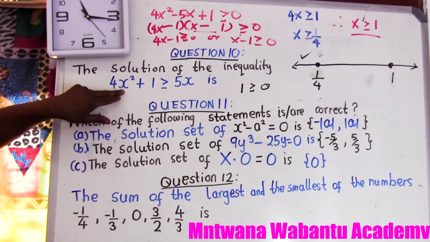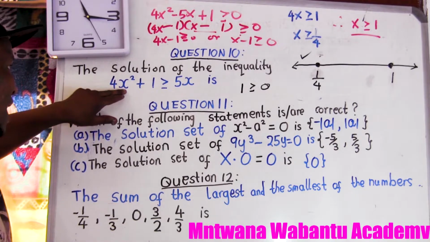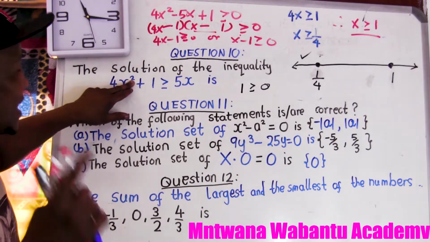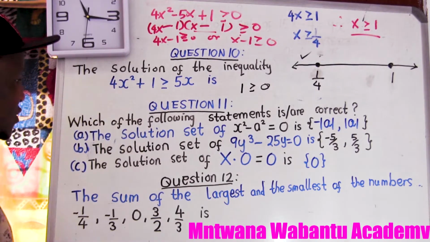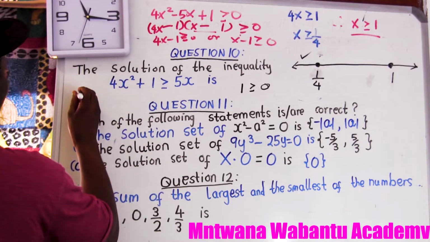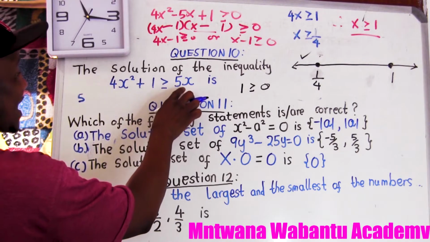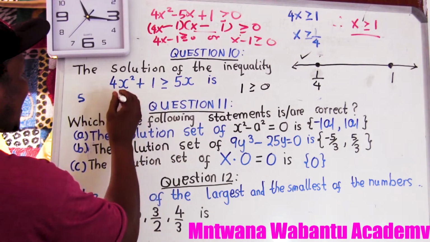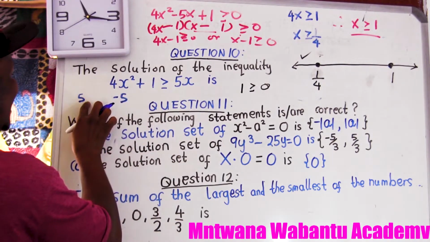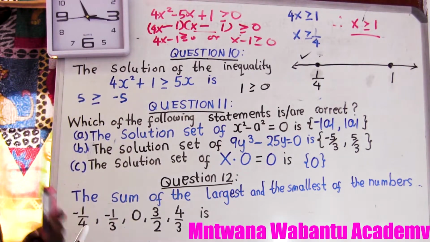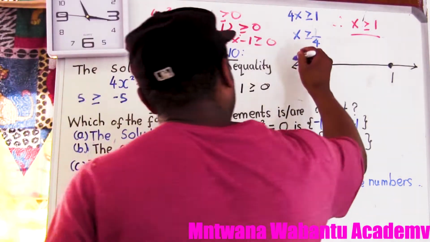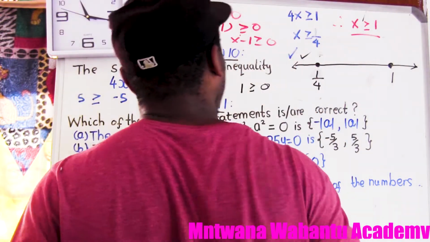If I take negative 1, it means the position of x is going to be negative 1. Negative 1 squared equals positive 1. Times 4, positive 4. Plus 1, positive 5. So here it's going to be positive 5. Now, we take negative 1 on the right: 5 times negative 1, negative 5. Is positive 5 bigger or equal to negative 5? Yes, it's bigger. So we have confirmed it's true. Anything less than a quarter is true.